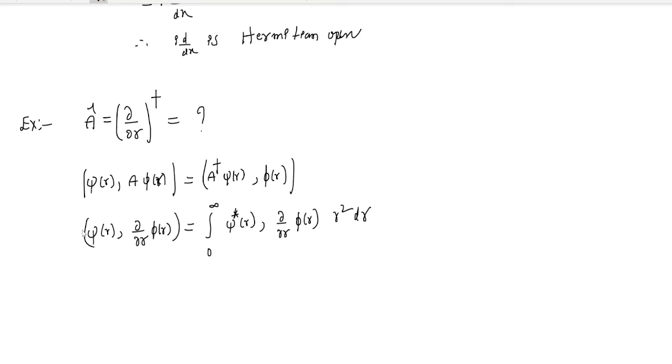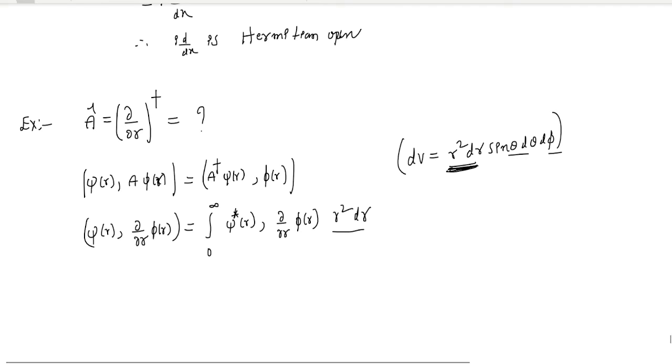So dV is equal to r² dr sinθ dθ dφ, right? So the volume element dV equals r² dr sinθ dθ dφ. This is the radial part, this is the angular part, and this is the azimuthal part.